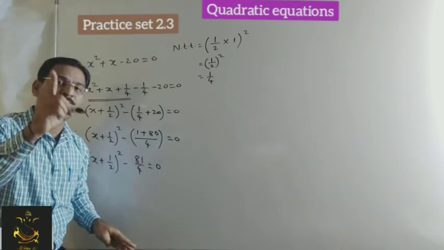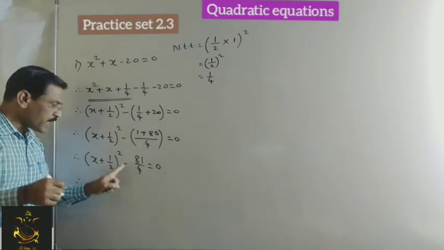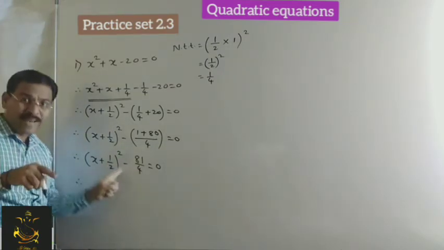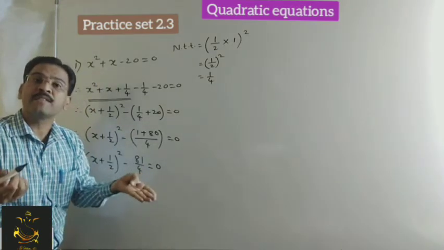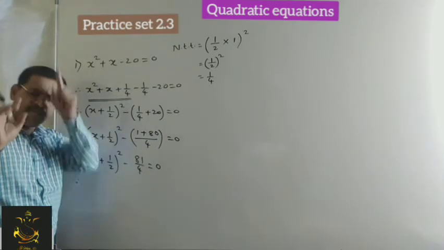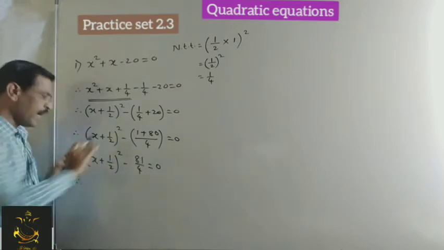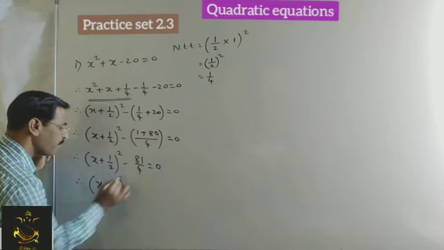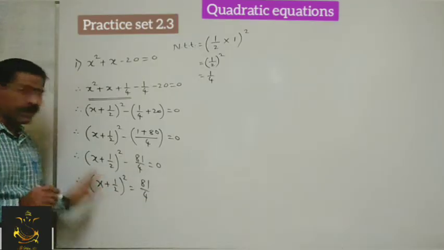One very important part to remember here: in this particular method, this must be minus only. If it is plus, after transferring to that side it will become minus, and we cannot take the root of a minus number. So every time here it must be minus. Just remember. Okay, I take that to that side now. So x plus half bracket squared is equal to 81 upon 4.